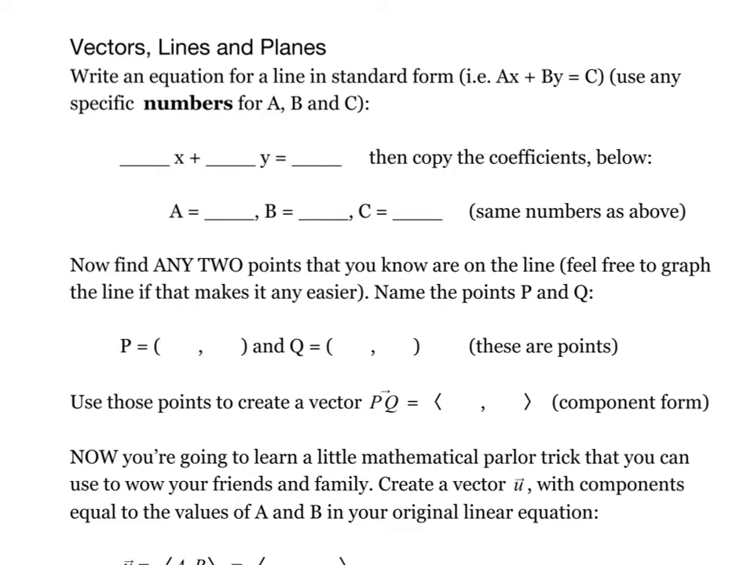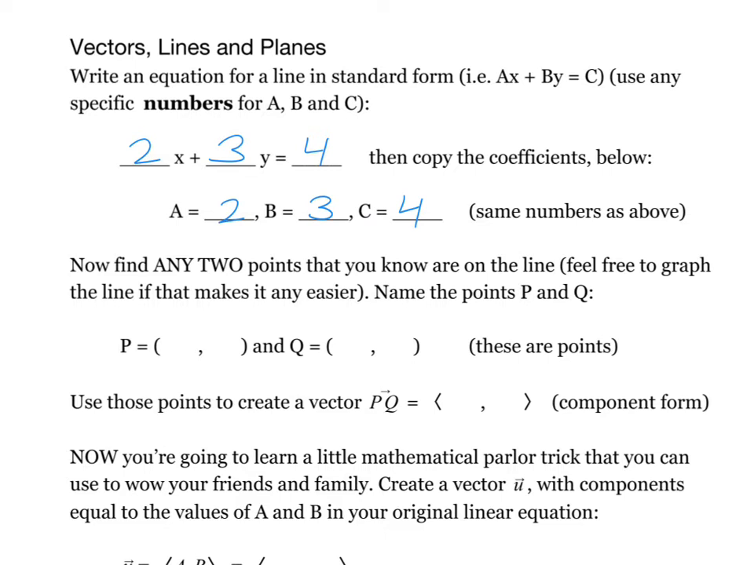So we'll write the values of a, b, and c. So this equation for this line is 2x plus 3y equals 4, and that means these coefficients a, b, and c are 2, 3, and 4. We're not getting too devious here, I think.